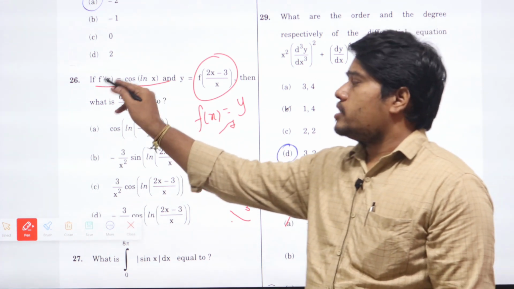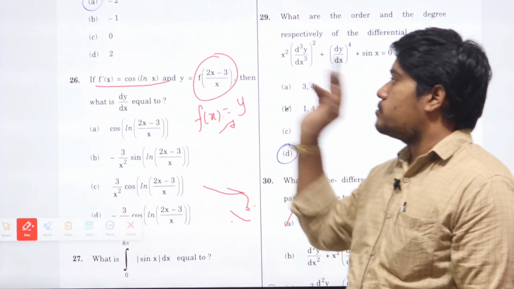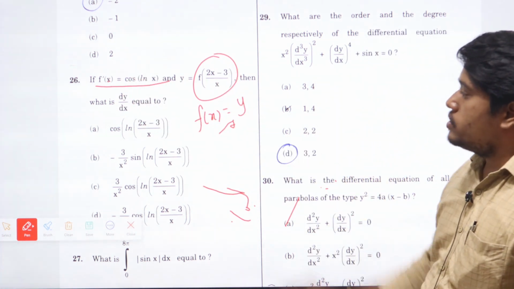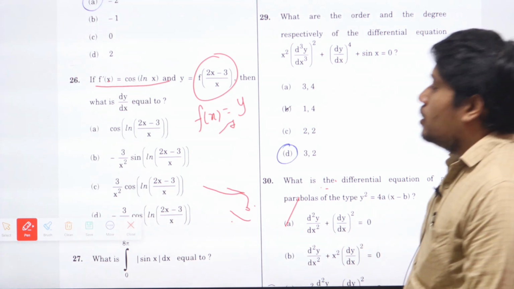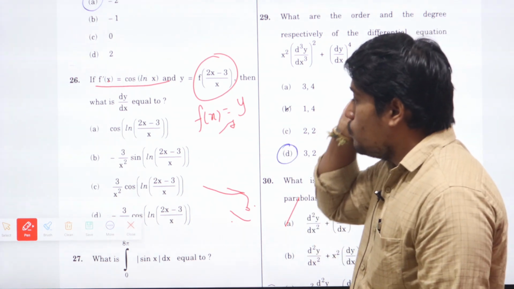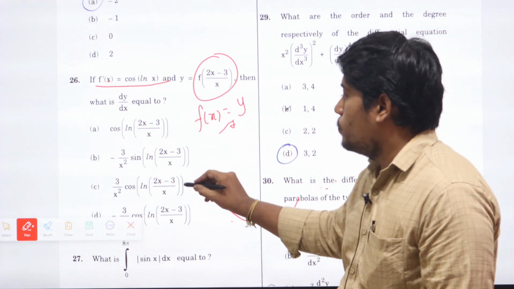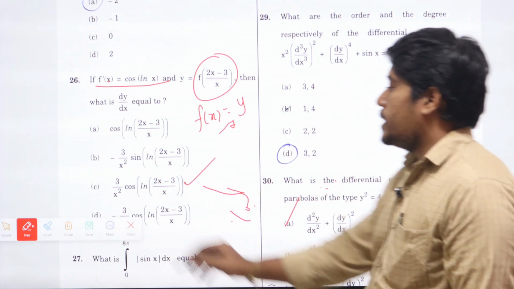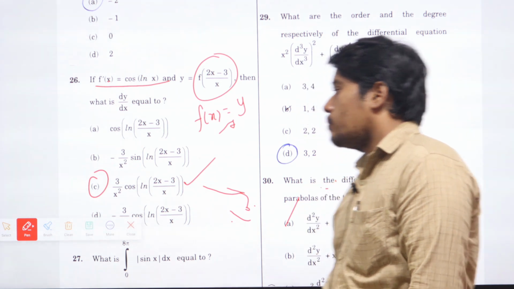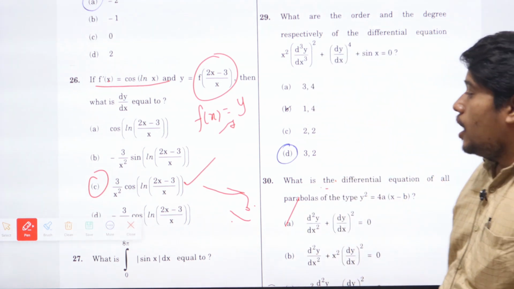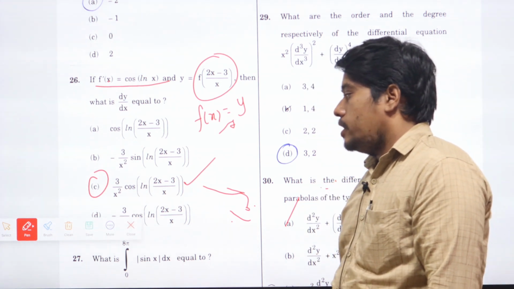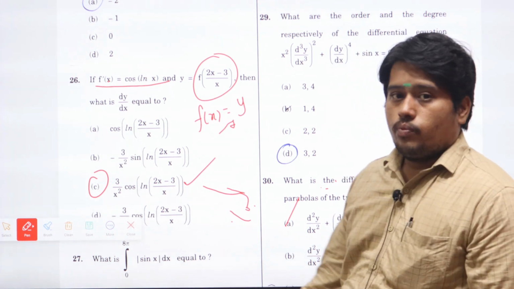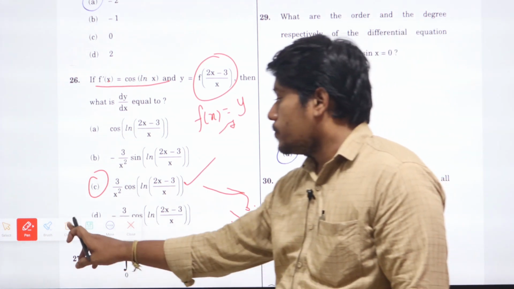After that we get f of x. That f of x will be substituted into the given function y, which is equal to... So the final answer, which means dy by dx, is equal to option C: 3 divided by x square, cos of ln of (2x minus 3) divided by x. So this is the right answer.